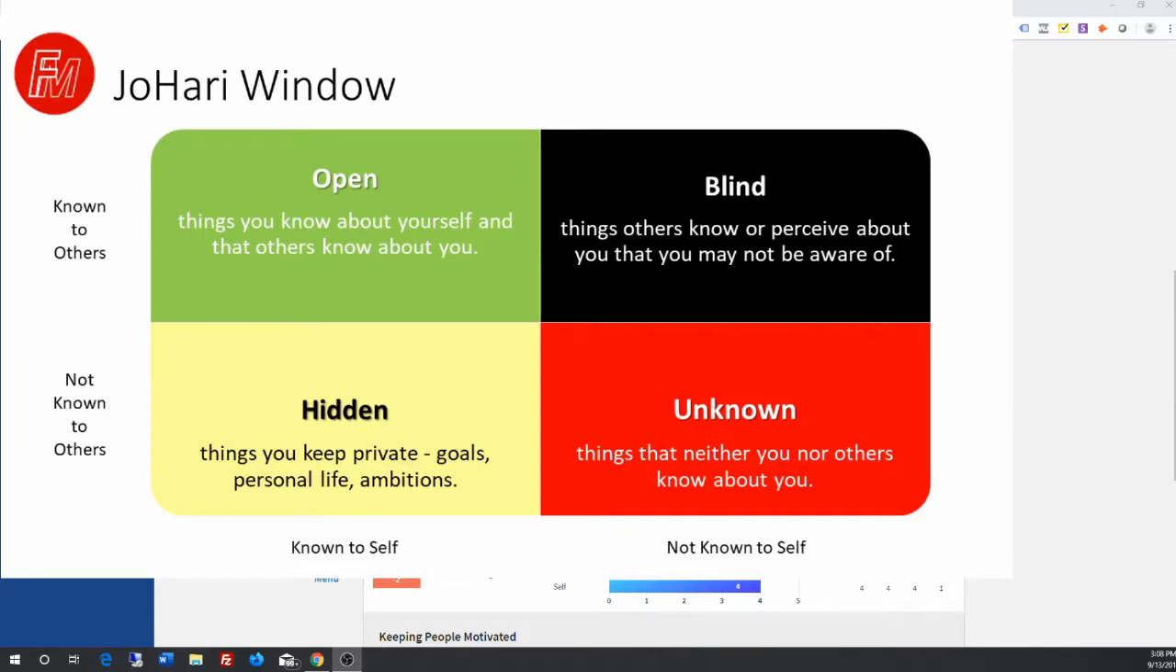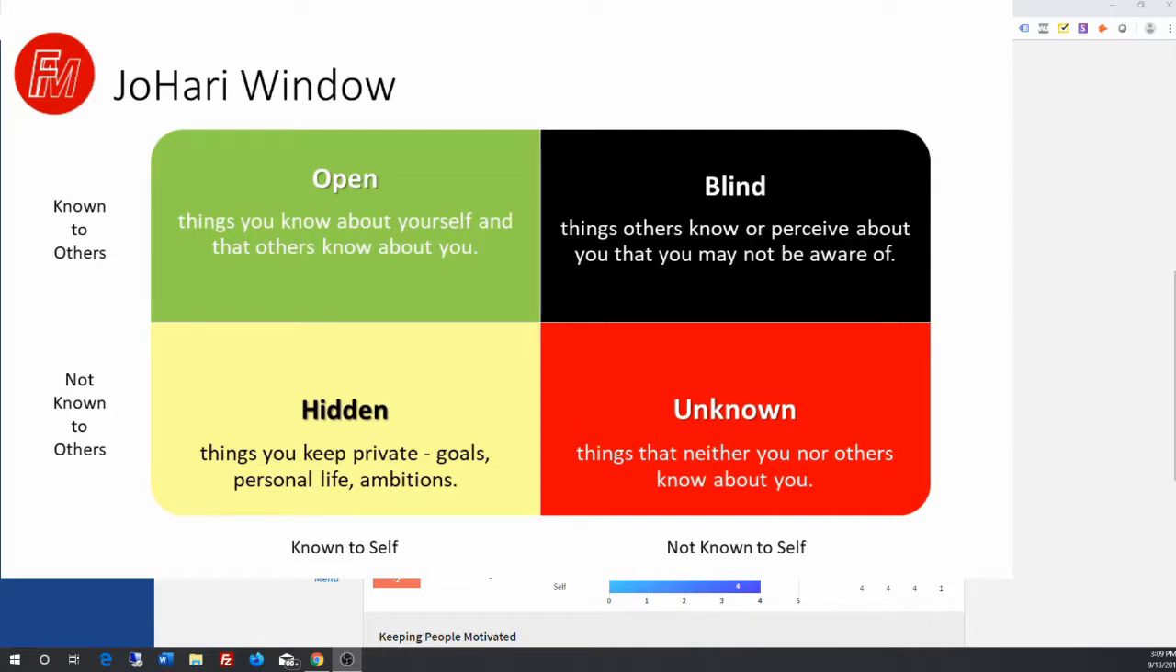The open quadrant is things that you know about yourself and that others know about you. The blind quadrant are things that others know or perceive about you, but that you may not be aware of. The unknown section are things that neither you nor others know about you. And the hidden section are things that you keep private. They're things that you know about yourself, but others don't.